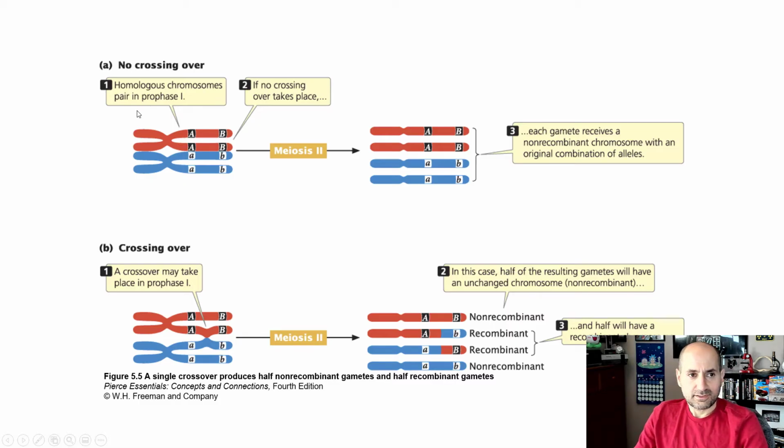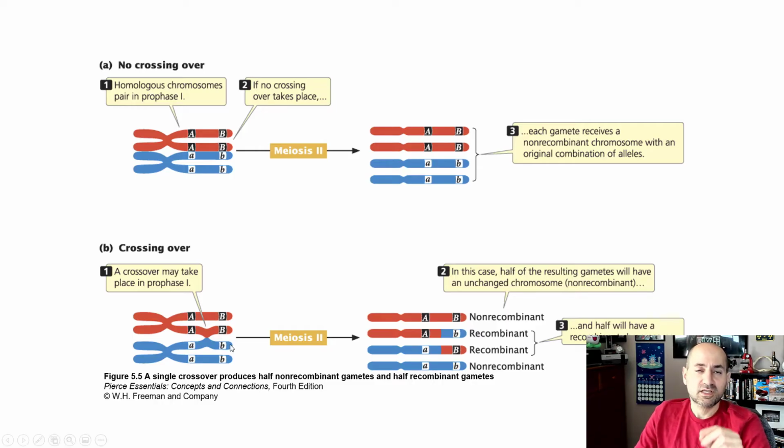So again, you can see here, in the case of linked alleles, linked genes, the only way to shuffle them around is by crossing over. If the two genes A and B are too close together, then there's usually going to be no crossing over between the two, and you're not going to have any recombination. Each gamete receives a non-recombinant chromosome. But if the alleles are separated by enough distance, the chances go up for recombination.